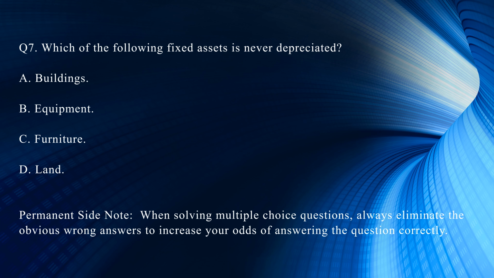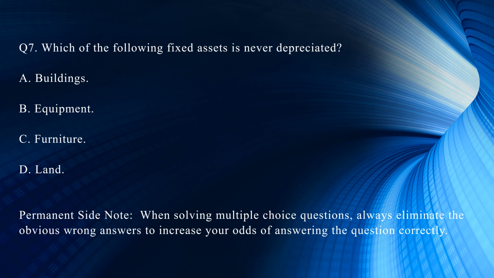Land doesn't depreciate. Furniture depreciates. Furniture breaks down. The more you sit on a chair, the more it's going to wear and tear, and the chair is going to break down. The more you use a piece of equipment, over and over again, it's going to wear down or depreciate, which is going to reduce the value of the equipment. Same with buildings. Buildings wear and tear down as well over time. So that would be considered a depreciable asset.